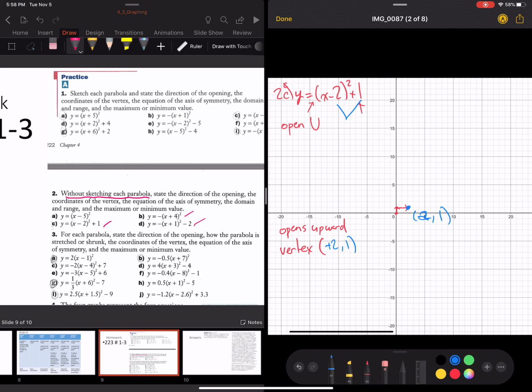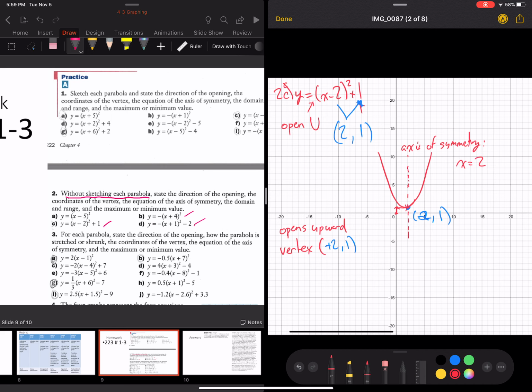Now, without looking at this, our vertex is going to be taken from these two numbers. This 1 is my y value. And if you have a minus, you just take the number, and that's my x value. Next step, it opens upwards. So let's just roughly draw it. It's symmetric along this line. Axis of symmetry is x equals 2.